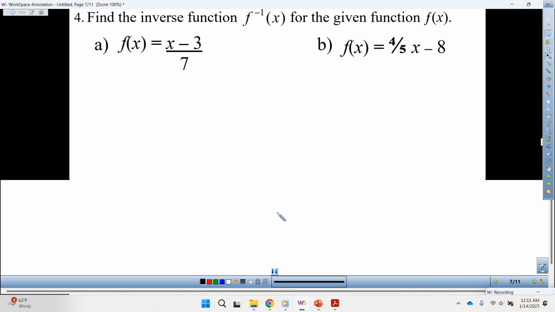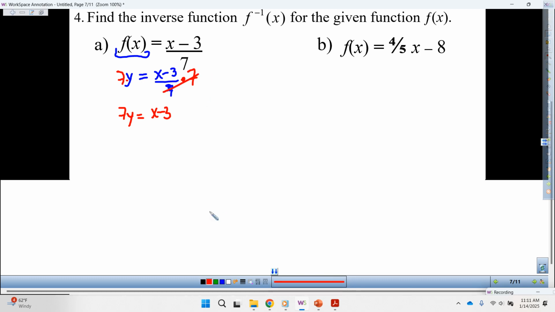All right, so here goes the process. You change f of x to y. We're left with x minus 3 over 7. From there, we need to get rid of the 7, so we multiply times 7 on both sides. We have 7y equals x minus 3, because the 7 became a giant 1. Last but not least, plus 3 on both sides. We're left with 7y plus 3 equals x.